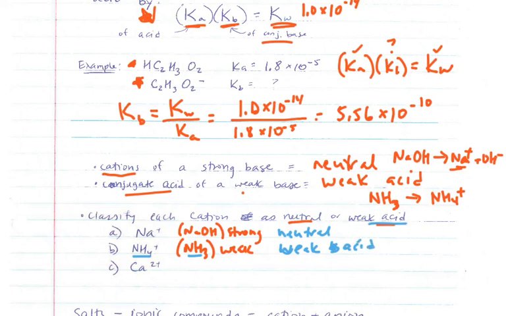And then Ca2+, what base does that come from? It comes from calcium hydroxide, which is a strong base, so Ca2+ is a neutral ion. It does not make a solution acidic or basic, whereas NH4+ does make a solution slightly acidic. It acts as a slight acid.